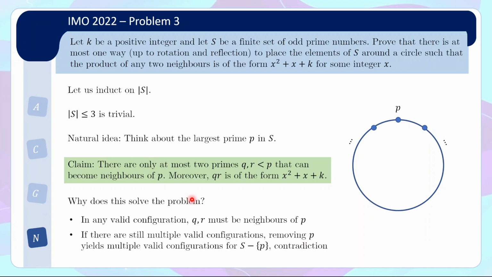And moreover, if there are multiple valid configurations, then removing P and stitching the two ends Q and R together, you will yield a valid configuration for S minus P, because the rest of the neighboring conditions are still satisfied. And we show that QR is also of the form x squared plus x plus k, so the stitch between Q and R also satisfies the condition. So if there are multiple valid configurations for the rest of the circle, you will end up contradicting the lower induction case. So proving the claim is sufficient to conclude the problem.